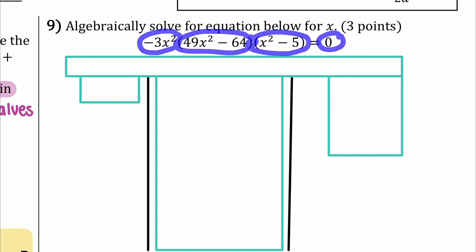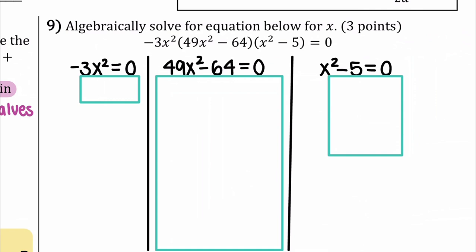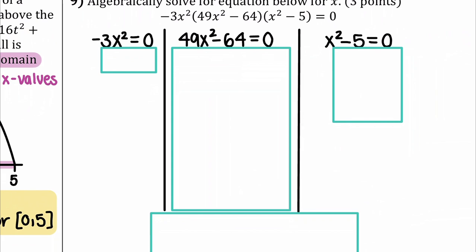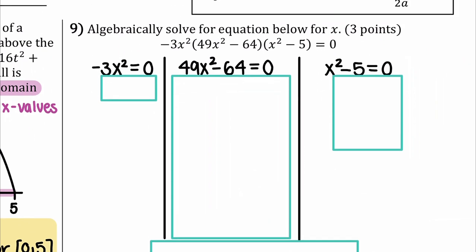What we see objectively is that there are 3 factors that multiply to 0. So by the zero product property, each of these has the potential to be 0. So we can say -3x squared is equal to 0, 49x squared minus 64 is equal to 0, or x squared minus 5 is equal to 0. And I just realized this is not straight.